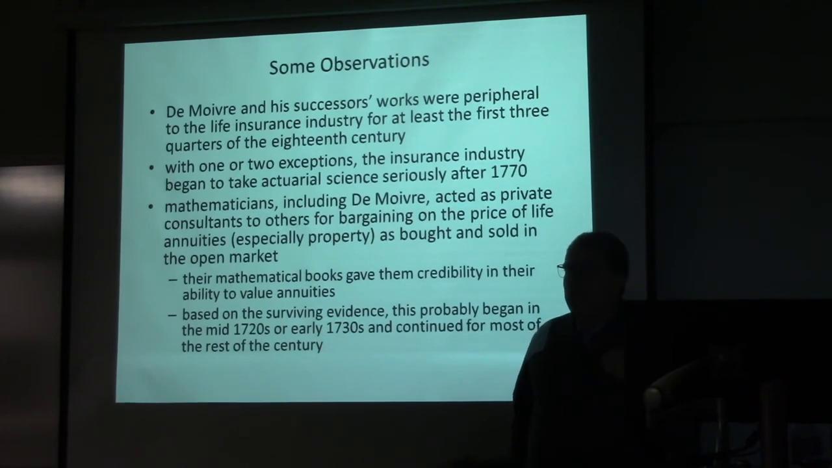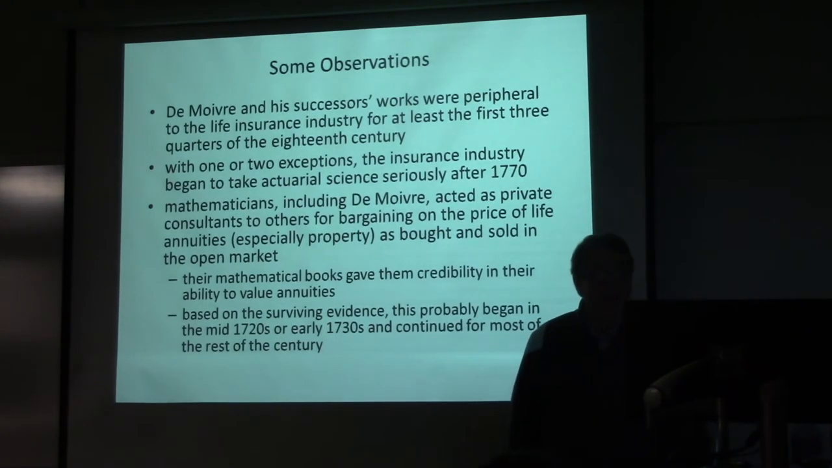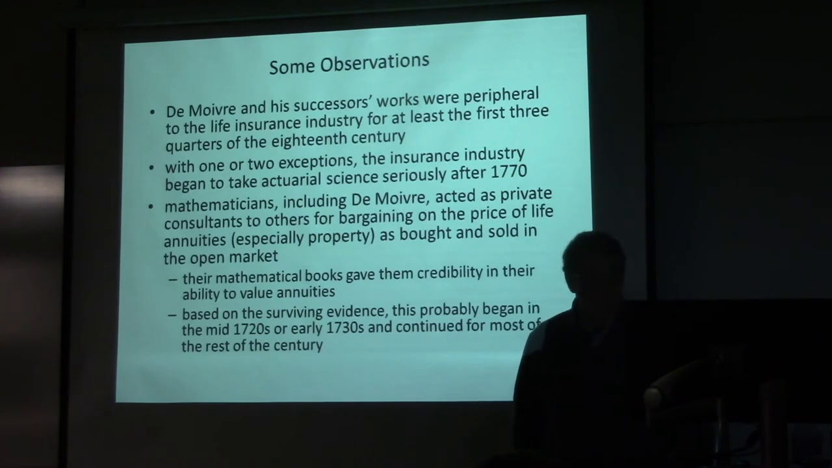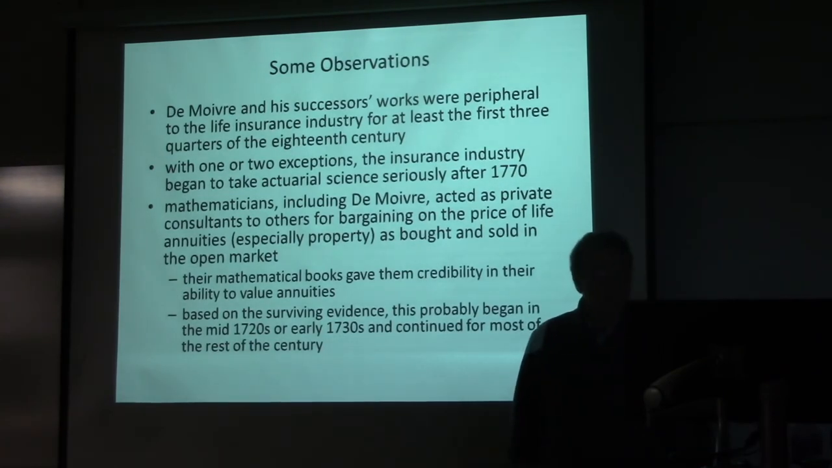But what were these mathematicians doing? Well, as I hope I've shown over the last hour or so, they were private consultants working on pricing life annuity contracts, especially property and related to property. What their mathematics books did was give them credibility as consultants. And all of this probably began with De Moivre in the 1720s and continued for the rest of the century.